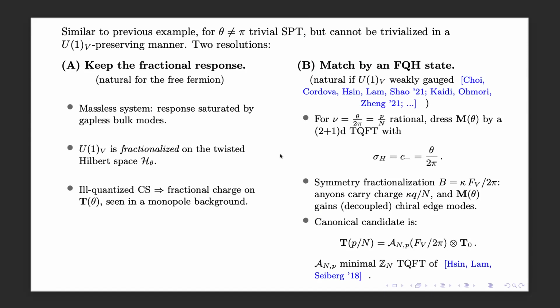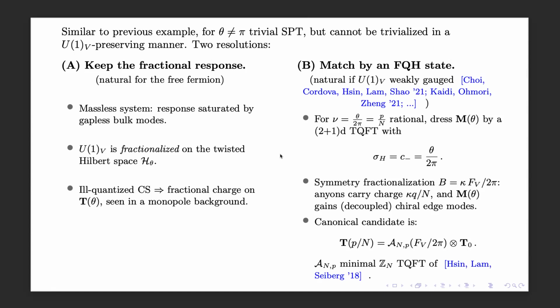So first, I can just keep the fractional response. This is okay because these are gapless modes, so they can have fractional response. But this leads to the fact that the vector symmetry is fractionalized on the twisted space. And to see the fractionalization, you have to put a monopole background. And in that case, the defect carries fractional charges. Or if you want to think of this symmetry as some weakly gauged symmetry, like the vector symmetry of QED, then you should actually get rid of the fractional response.